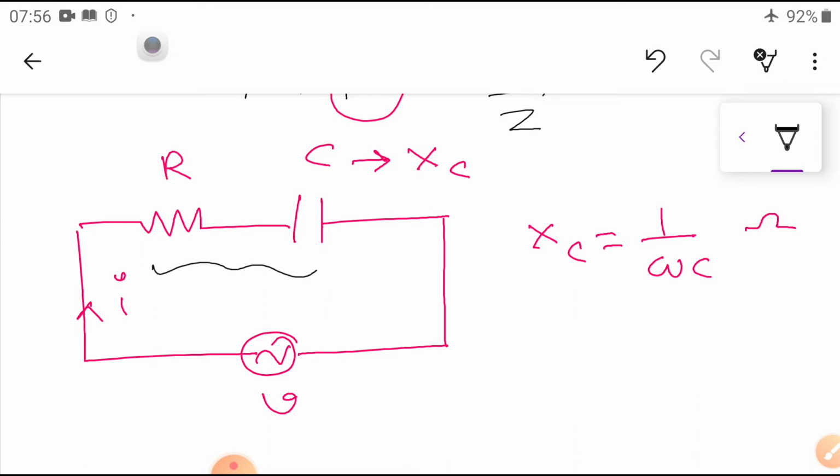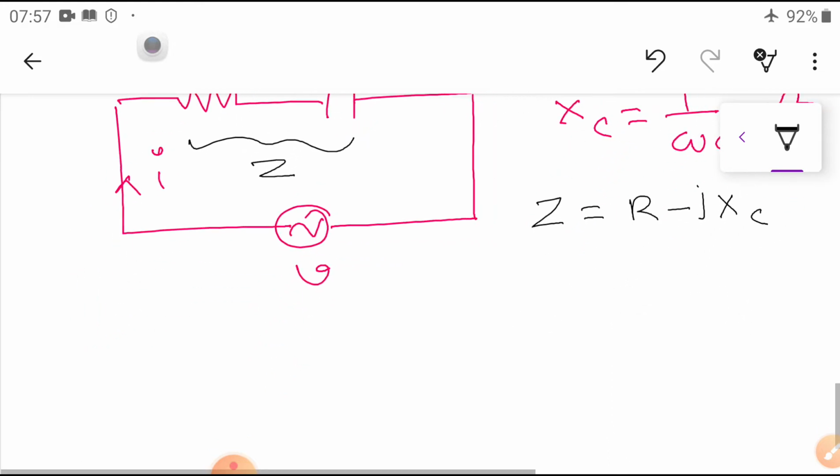So this is equal to Z. Okay, so what is the Z value? Z is equal to R minus j XC here. For capacitance, you have to take the minus, because here the current is leading, leading power factor. What is the phase angle? Let us see about that one.